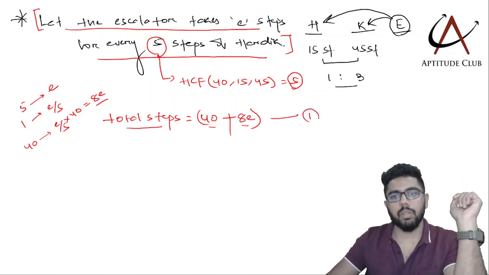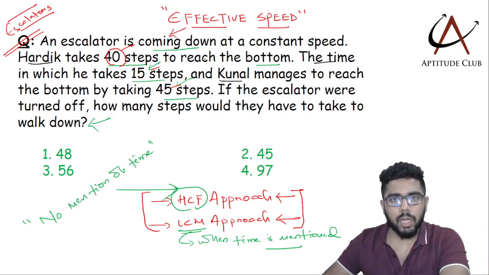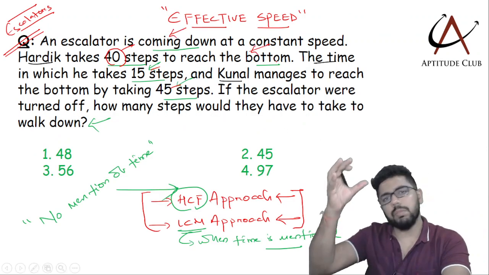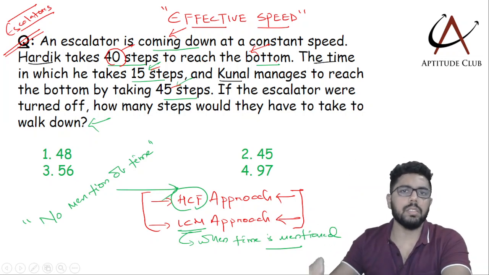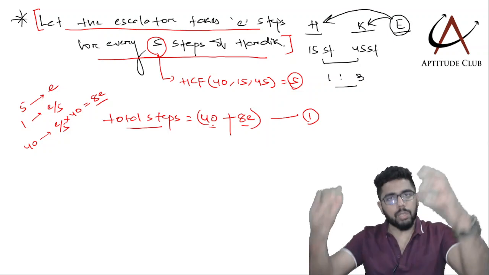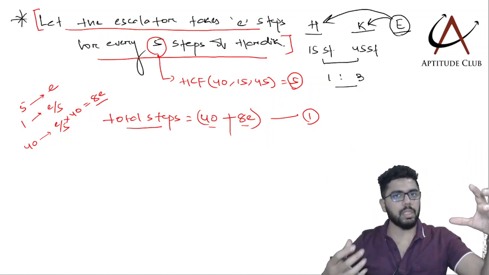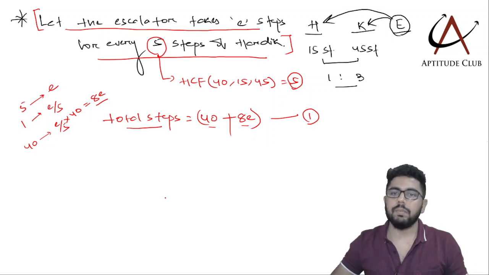Let this be equation 1. And why did I add? Because the escalator is coming down, Hardik is also coming down. Both of them are moving in the same direction, so their distances you'll add. So 40 plus 8E. The total steps to reach the bottom: Hardik taking 40, and the escalator simultaneously moving and taking 8E.